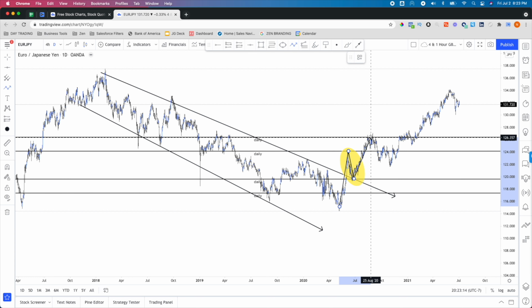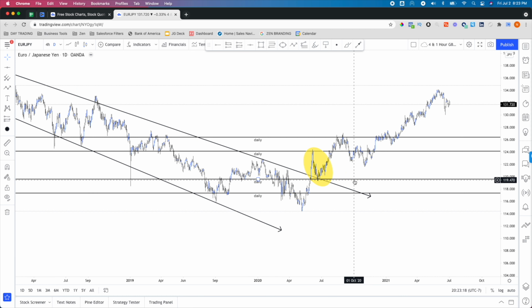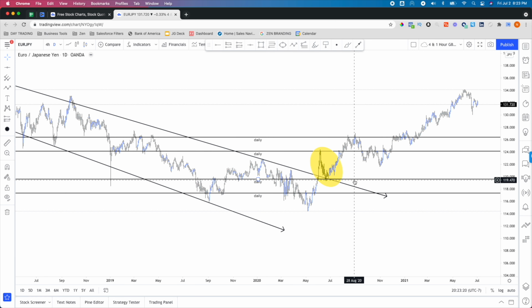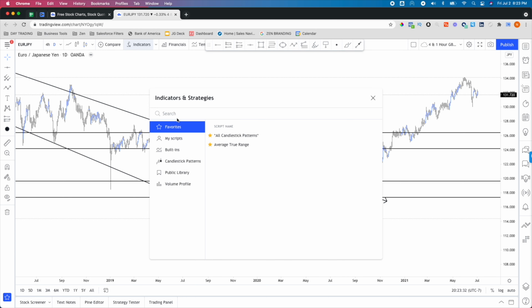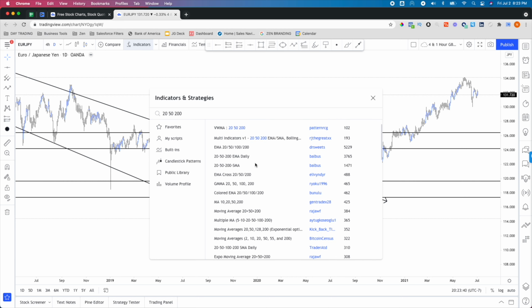So guys, this is how you identify. This is a simple break and retest. I actually use a break and retest strategy along with other indicators to help me find confluence and just more confirmations to really understand what the market is doing. The other thing that I want to show you guys is the 20, the 50, and the 200. Okay, so let's look for it.